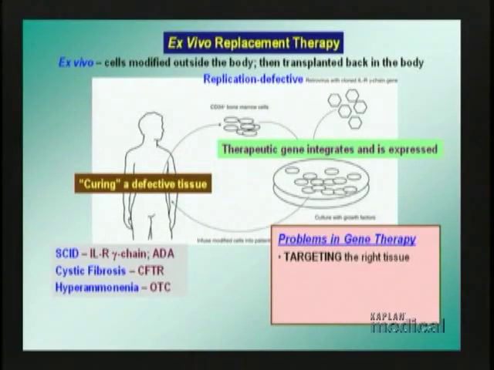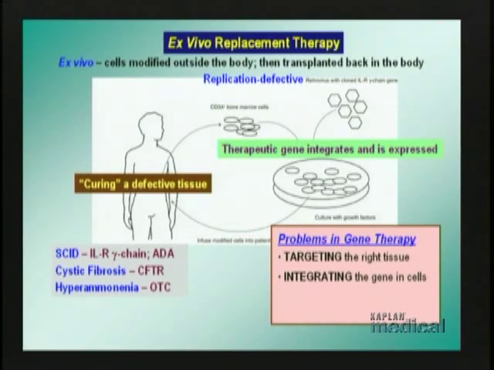Another problem with this type of gene therapy is integration of the gene into the chromosomes. How do we know that the replication defective virus integrates itself properly into 46 chromosomes? That's another serious issue in this type of replacement therapy.